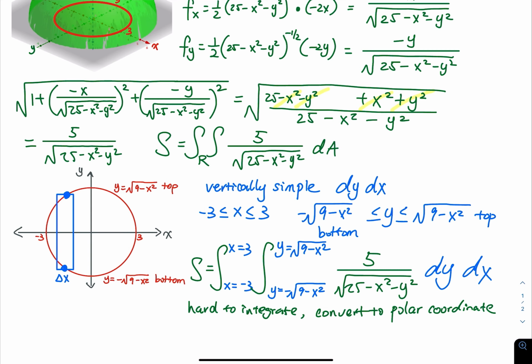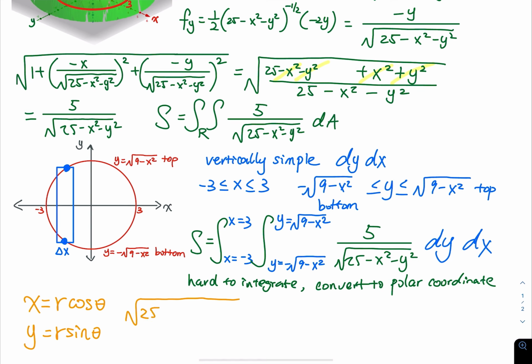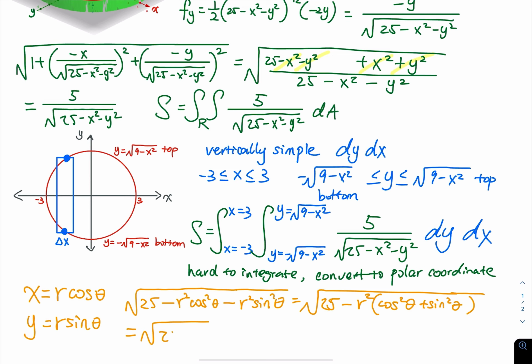So when you convert to polar coordinates, you have to recall the conversion formulas: x equals r times cosine theta, y equals r times sine theta. And then we have to convert the denominator of the integrand. So the denominator is the square root of 25 minus x squared, which is r squared cosine squared theta, minus y squared, which is r squared sine squared theta, and that equals the square root of 25 minus r squared times cosine squared theta plus sine squared theta, which equals 1, and so the denominator is the square root of 25 minus r squared.